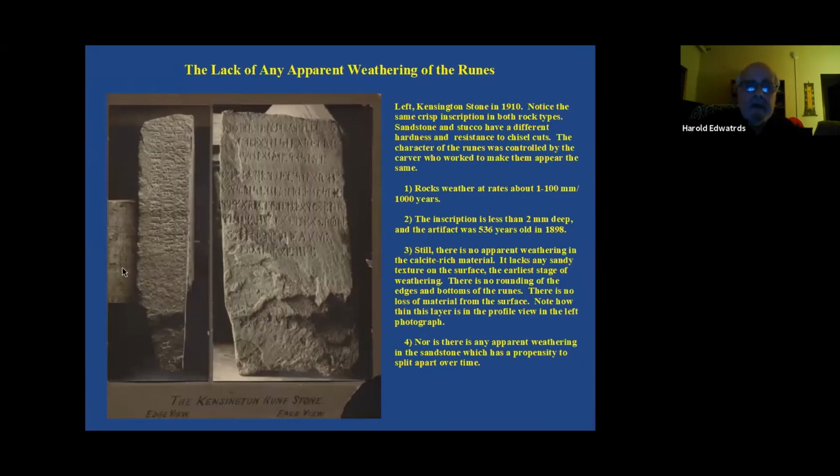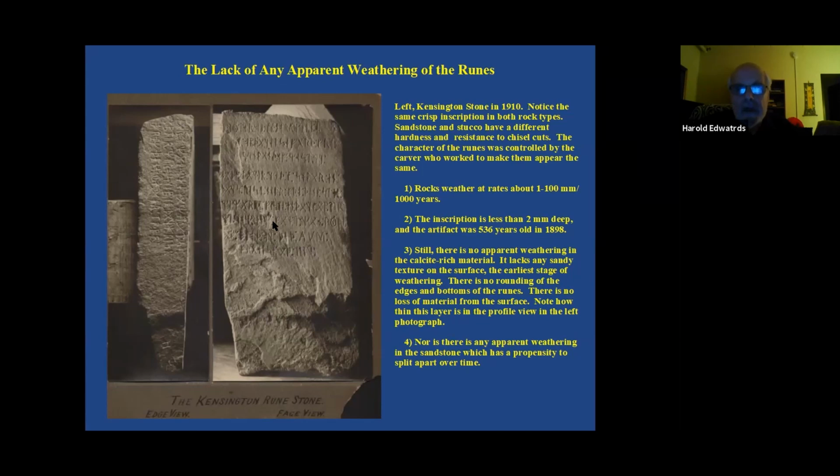Let's have a look at the weathering of this stone. This is a photograph from 1910. What you want to note about it is there are two rock types, the graywacke and then this stucco layer. They have quite different hardnesses. It's much harder to cut an inscription into graywacke than it is into the stucco. And yet the carver has made the runes the same size and depth in both rock types. So he controls that by how hard he hammers the chisel into the rock.